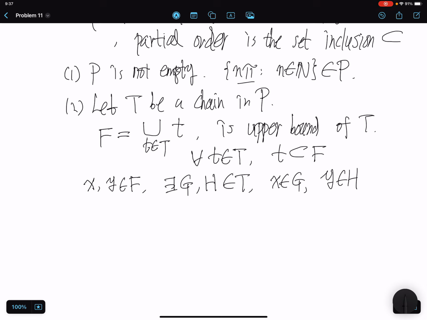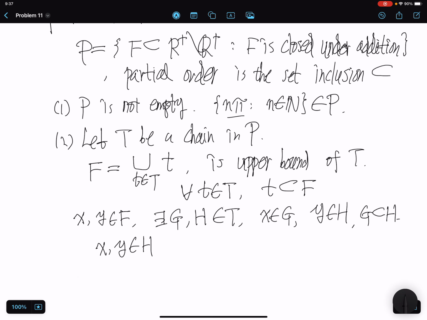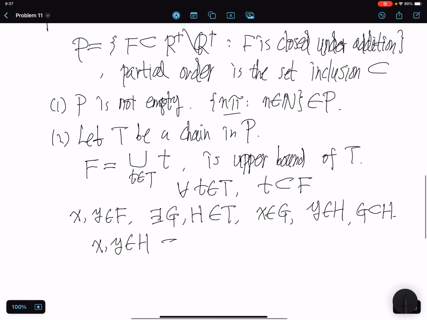So based on the set inclusion, either G is a subset of H or H is a subset of G. So let's assume G is a subset of H. Then we have both X and Y in H. But from the construction, H is in P and H is closed under addition. So this implies the sum X plus Y is also in H. So F is indeed an upper bound.